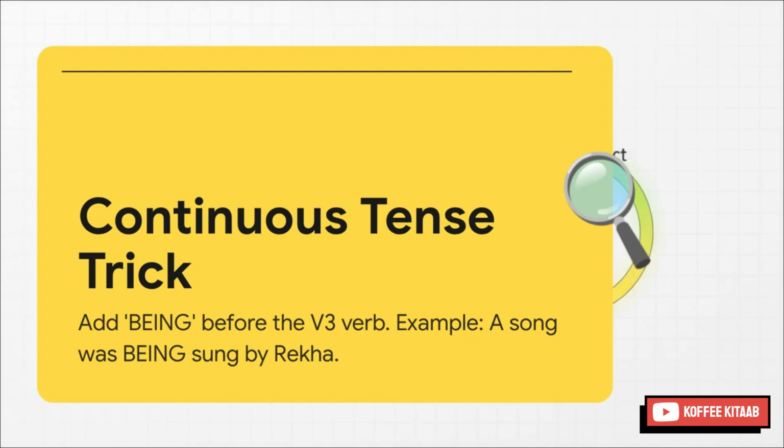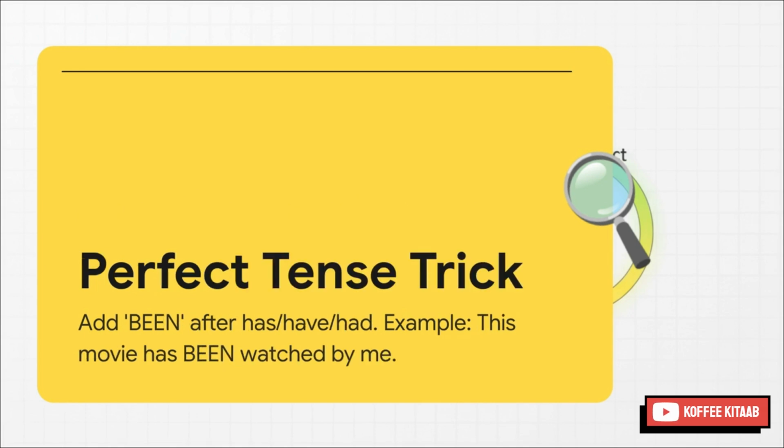Now, for a really cool trick, anytime you see a continuous tense, all you have to do is slide the word being right in front of your main verb. That's it. So, Rashna was singing a song becomes a song was being sung by Rashna. It's just one extra word slotted into our master formula. Simple. And guess what? It's the exact same idea for perfect tenses. The magic word this time is been. You just pop it in right after has, have, or had. So I have watched this movie smoothly becomes this movie has been watched by me. So let's recap that real quick. For continuous tenses, you add being. For perfect tenses, you add been.